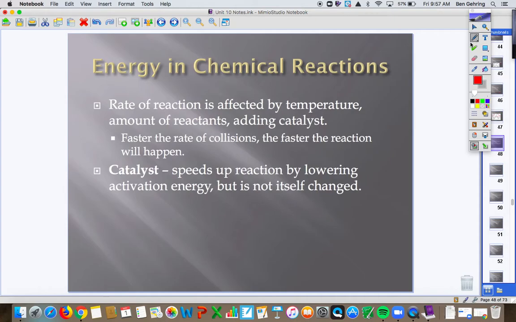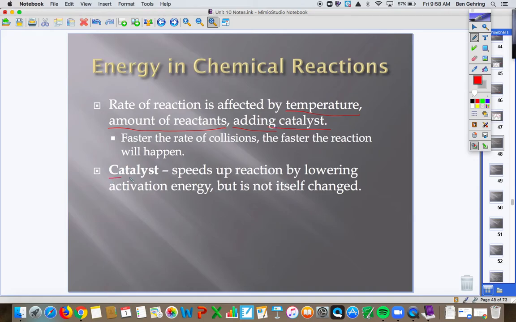We talked about rate of reaction, which is change in concentration. It's affected by a couple different things. One of them is temperature. As you increase the temperature, things move faster and reactions go quicker. Two, concentration of reactants. If you have more reactants, they collide more and they react faster. And three is you add a catalyst, which will speed up a reaction. Again, the faster the rate of collisions, the faster the reaction will happen. Temperature speeds things up, they collide more. You add more stuff, it collides more. You add a catalyst, they work faster.